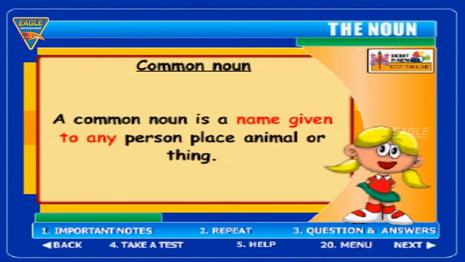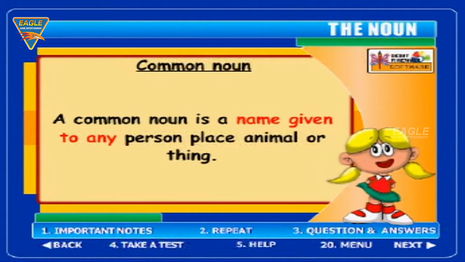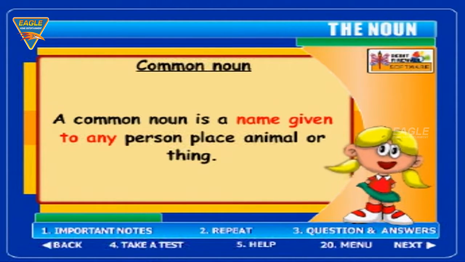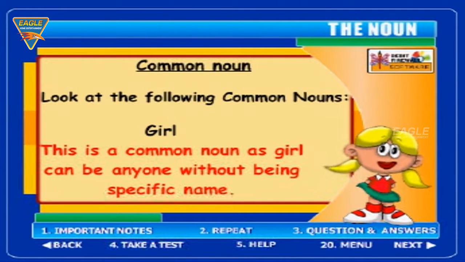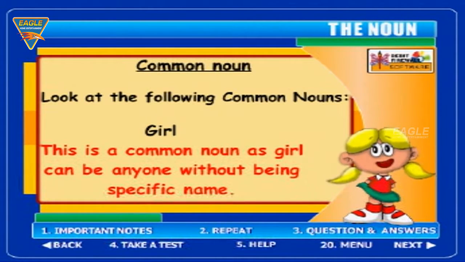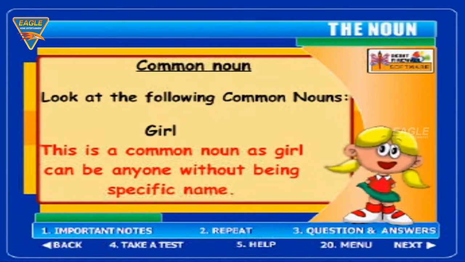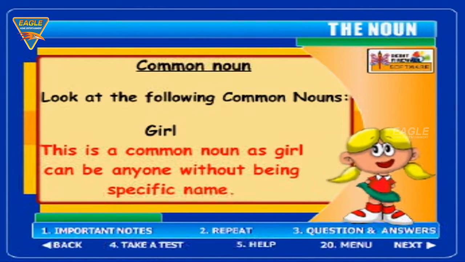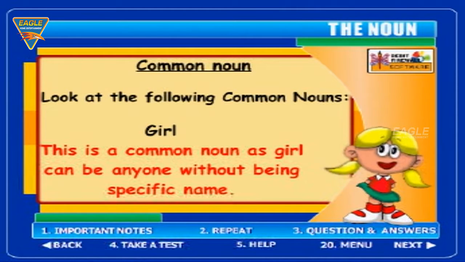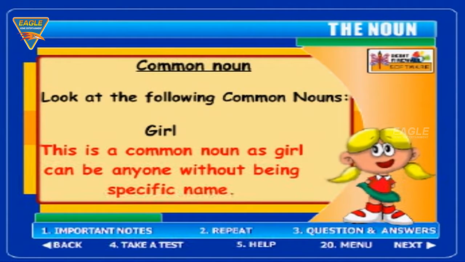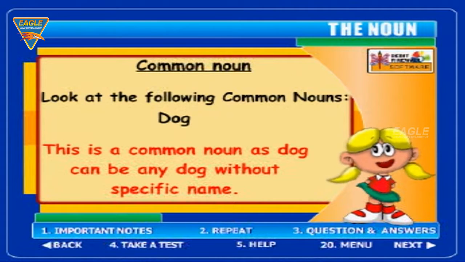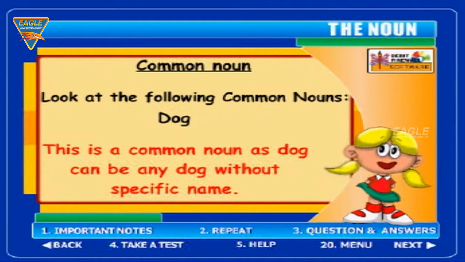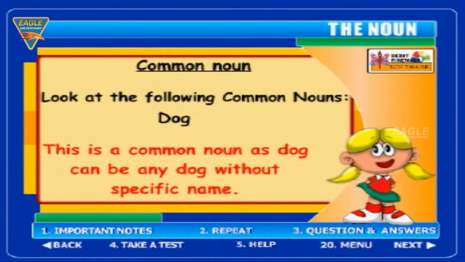Common Noun. A common noun is a name given to any person, place, animal or thing. Look at the following common nouns. Girl. This is a common noun as girl can be anyone without being specific name. Dog. This is a common noun as dog can be any dog without specific name.